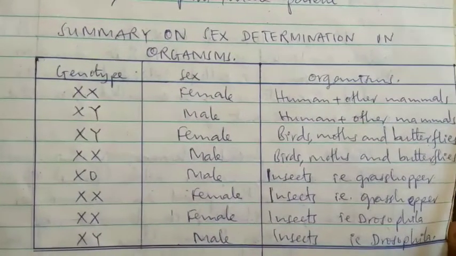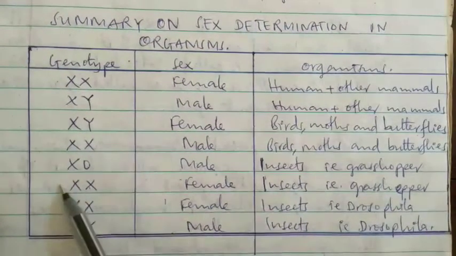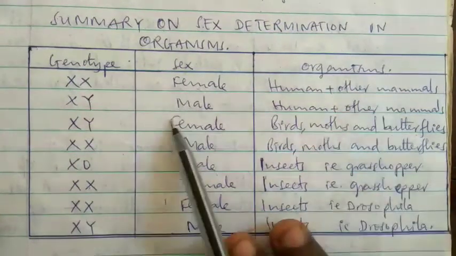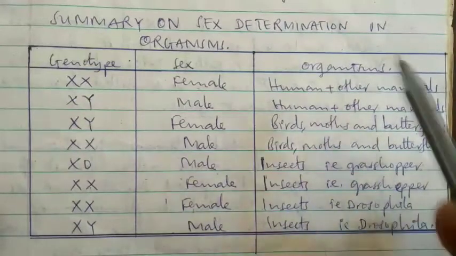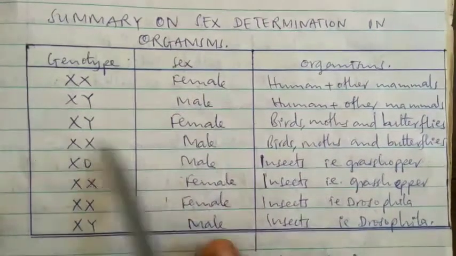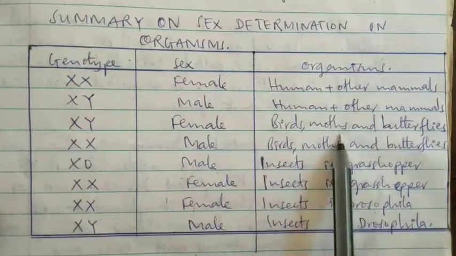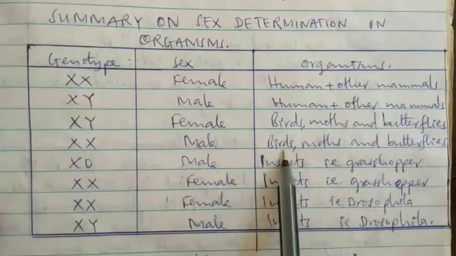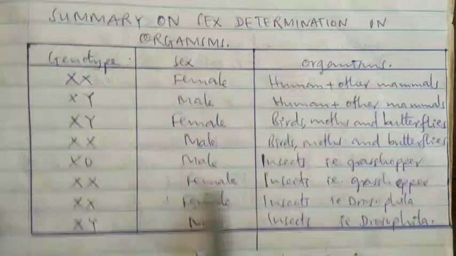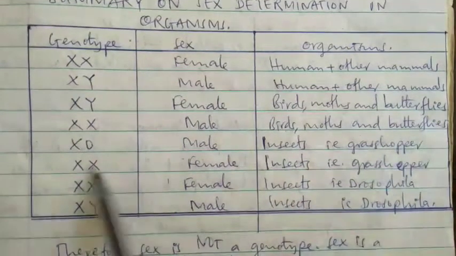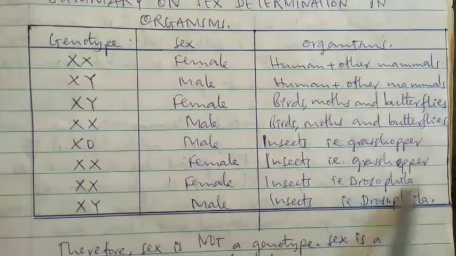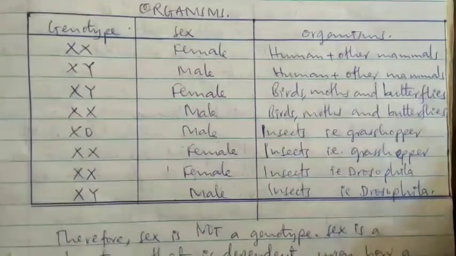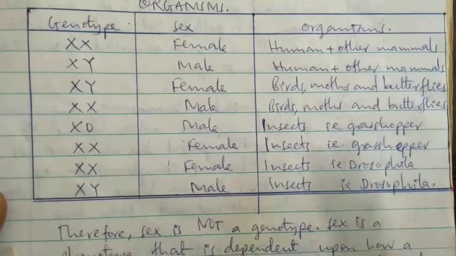Summary on the sex determination of organisms: gametes, unaona, organisms, XX, XY, human plus other mammals, female, male. Katika birds, moths, na butterflies, XX, XO, male, insects such as grasshopper, XX female, XO male. Unaona, XX female insect such as Drosophila, XY male insect like Drosophila.